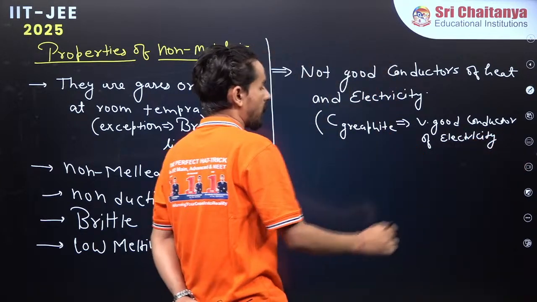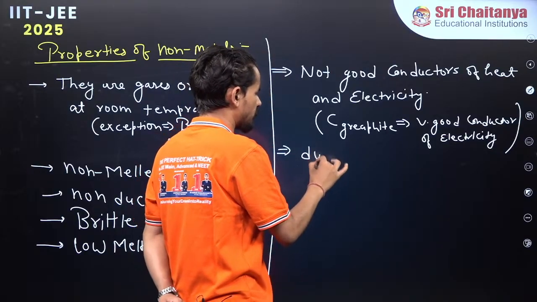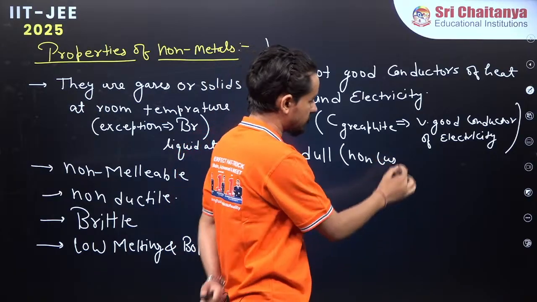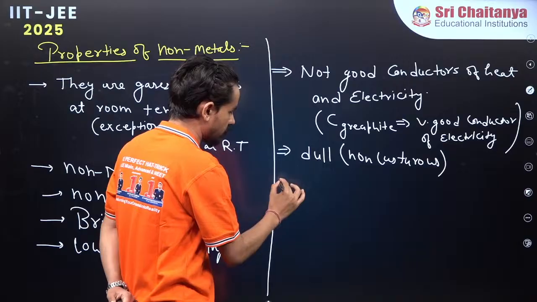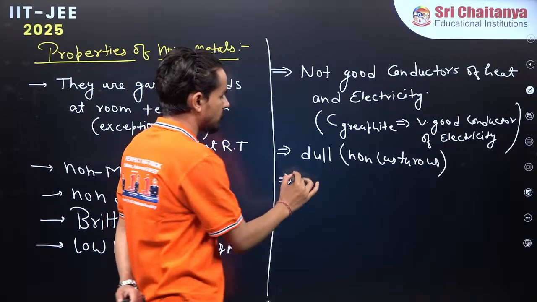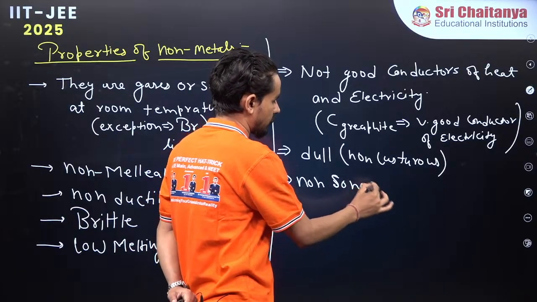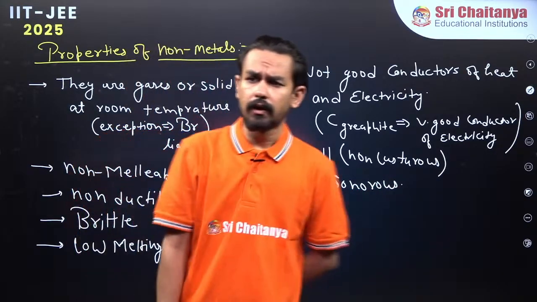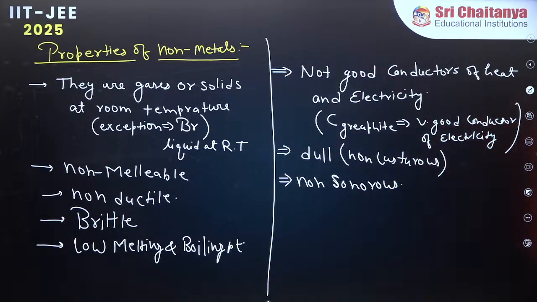Apart from that, they are usually dull, that means non-lustrous. Non-lustrous. Apart from that, they are non-sonorous. These are the properties. If anybody has any kind of doubt, you can ask till here, or somebody who knows some more properties, please suggest in the comment box.